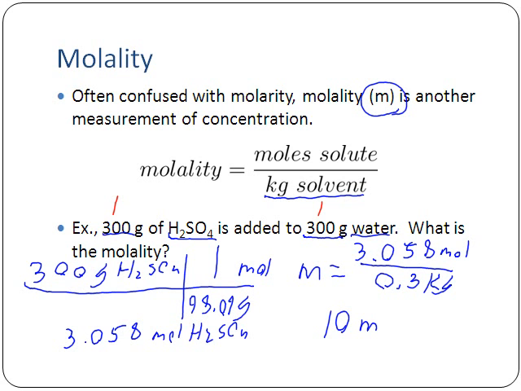And so this is where I have to be a little bit careful here. Once again, with molarity, it would be called a molar solution. With molality, it's called a molal solution. So in this case, I have a 10 molal H2SO4 solution as my final answer. So that's how you do a basic molality problem.